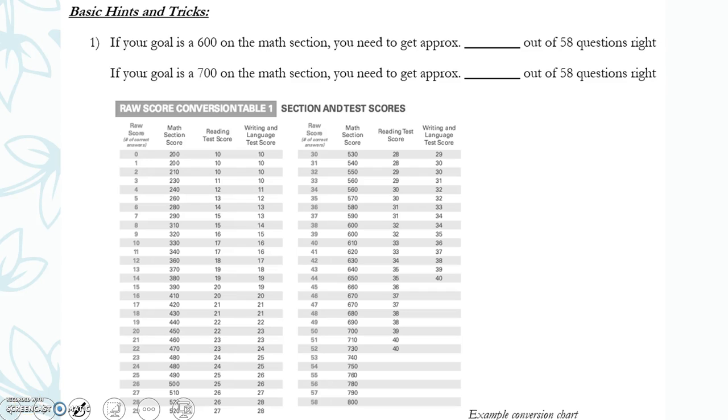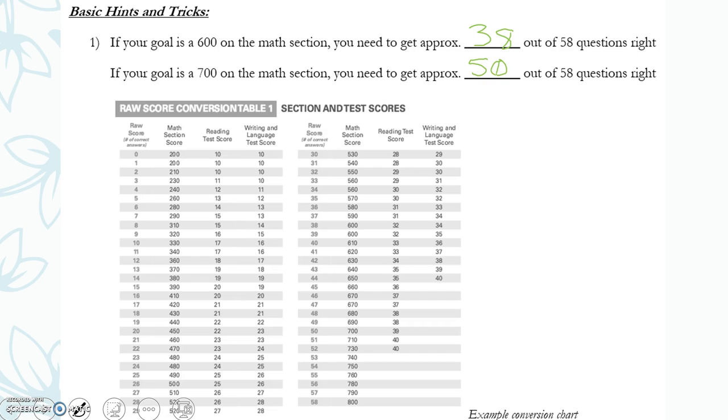So today I'm just going to go over some basic hints and tricks so that you can get the best possible score on your math sections. So first we want to keep in mind what your goals are. If your goal is to get a 600 on the math section, which I think is a good and reasonable goal, then you would need to get approximately 38 out of the 58 questions right. If you want to shoot for a 700, you need to get approximately 50 out of 58 questions right.